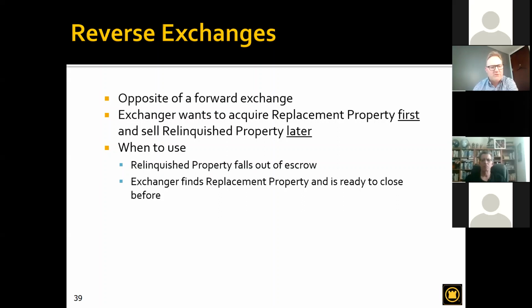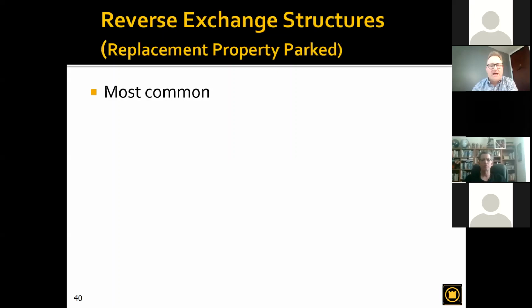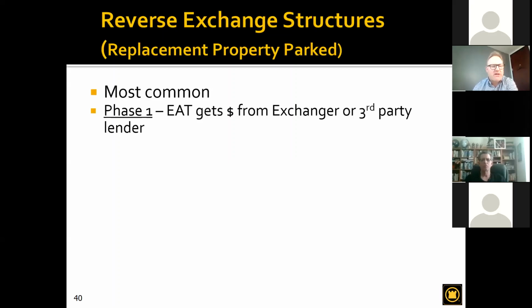And so again, we'll use the reverse exchange in this scenario. Now, when we are doing these types of transactions, again, the most common is parking the replacement property. In phase 1, the investor is going to fund this entity known as the exchange accommodation title holder. When I say fund, they either give them cash to go out and acquire the replacement property, or they would have to go out and get a third-party loan and then in turn give that money to that entity.